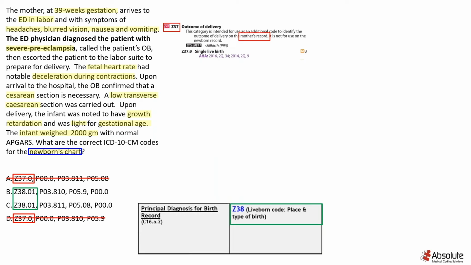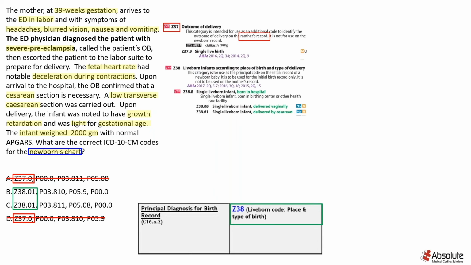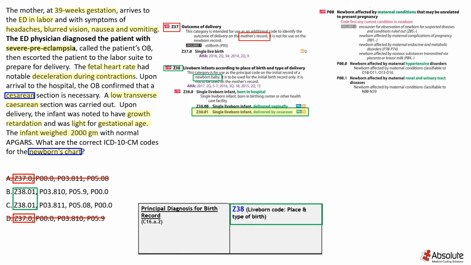Now we have to decide between option B and option C. They are both coding for Z38.01, which is for a newborn baby. That is for a single liveborn infant delivered by cesarean. Exactly, that's what happened in our scenario. We had a baby delivered by cesarean section. So Z38.01 is correct.